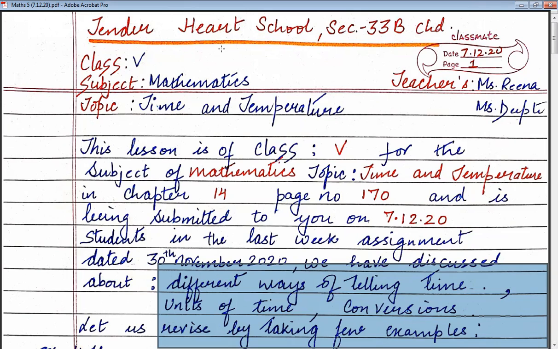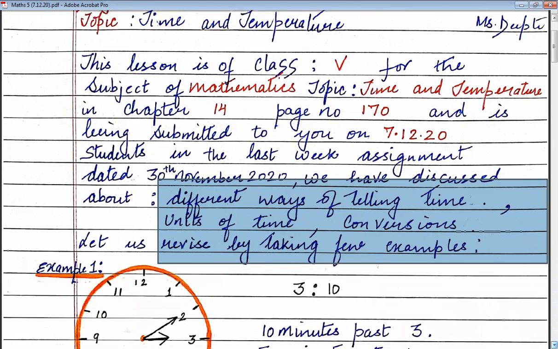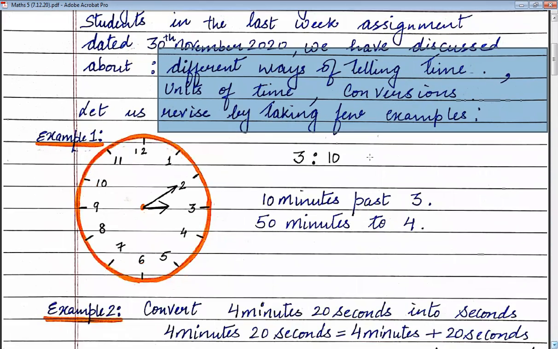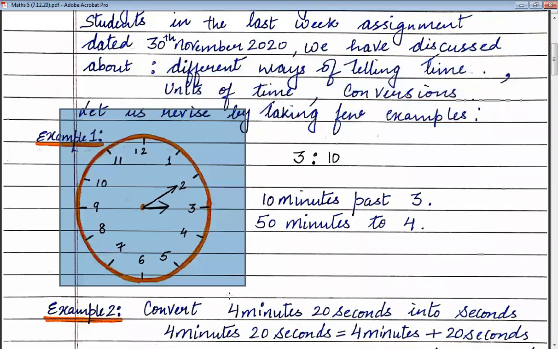So let us start today's lesson by taking a few examples. Now children, let's move on to our example number 1. Our example number 1 is a face of a clock. Now children, can you see the face of the clock here? Can you tell me where is your short hand and long hand? And your short hand is called what?